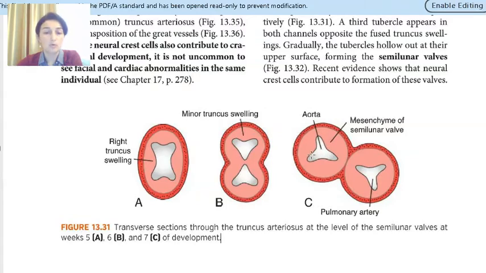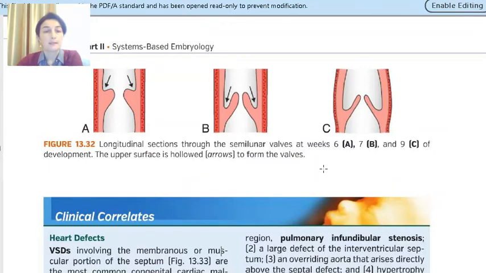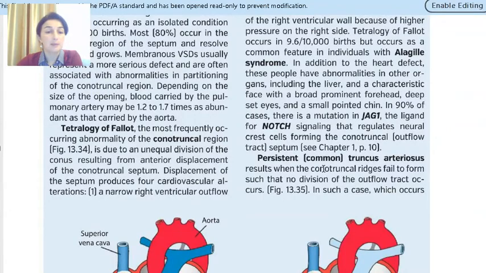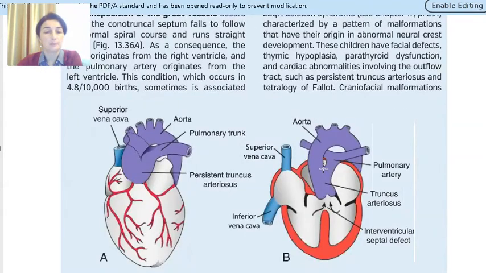And in the walls we will see thinning regions. They will form semilunar valves. Semilunar valves will be located in the entrance of these large vessels, and they will prevent backflow of the blood.